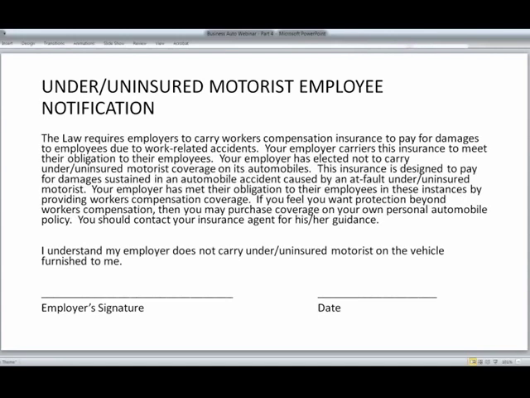If you feel you want protection beyond work comp, then you may purchase coverage on your own personal policy, and we have them sign this as part of the employment package. I've done this for 25 years and never had it come back upon us. Had a couple calls from lawyers, but once we produce this, then it pays.